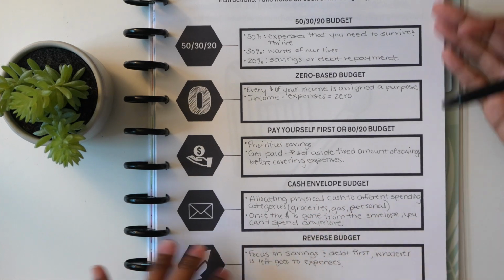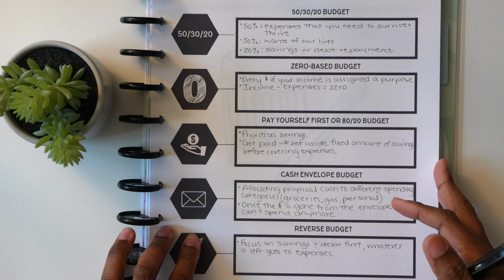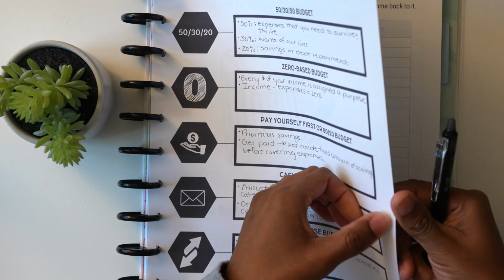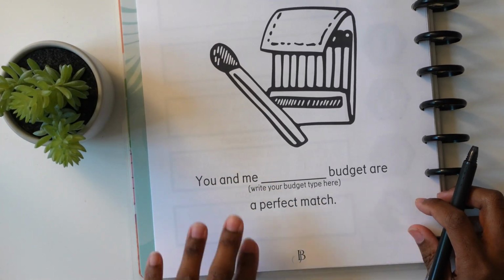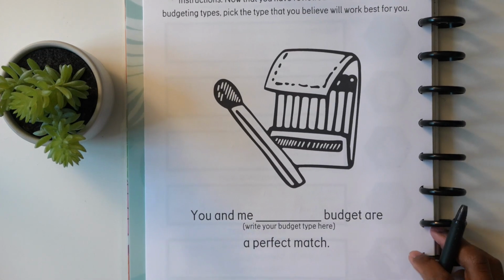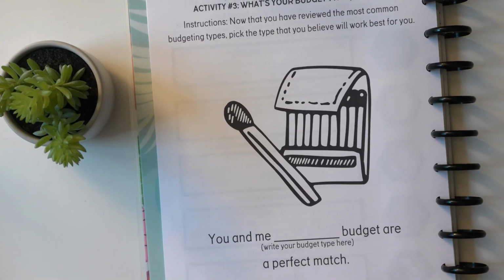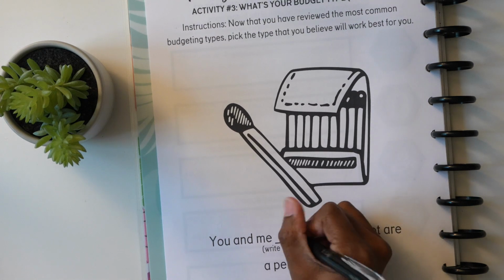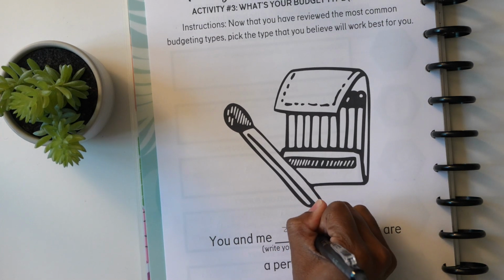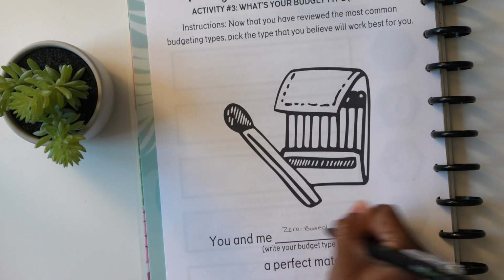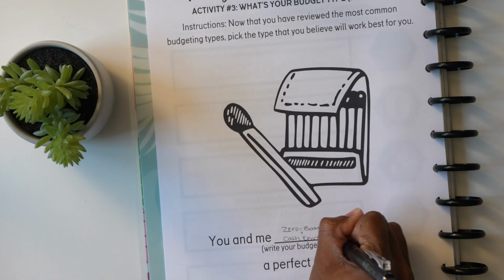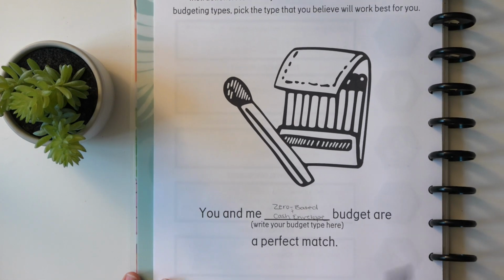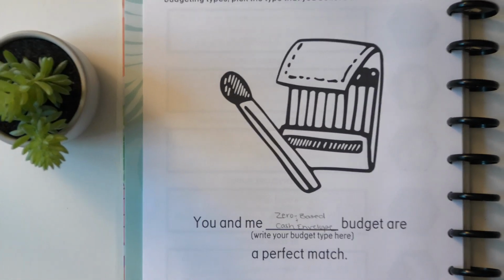So based on this, what would you say is your best budget type that fits your individual needs? On the next page, page 8, this is where you can write what is your perfect match. So you and me, what type of budget? I'm going to say zero-based and cash envelope are a perfect match. So that's my budgeting type.